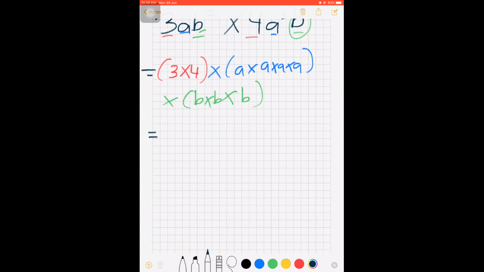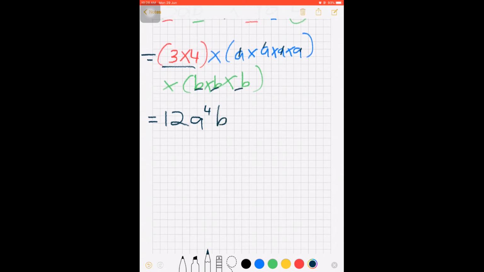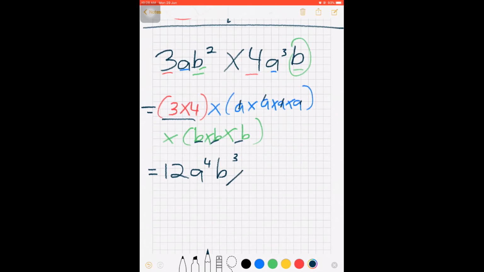You do lah. Here 3 times 4 equals 12 kan. Lepas tu kira A ni berapa? 1, 2, 3, 4. So that means it's A kuasa 4. Then B pula 1, 2, 3. So it's B kuasa 3. Just like that. Very simple kan?